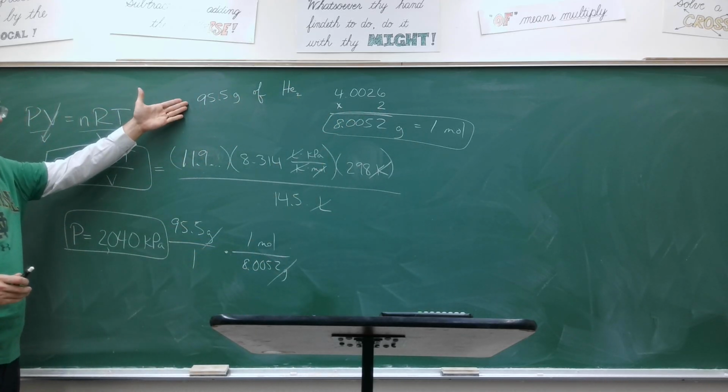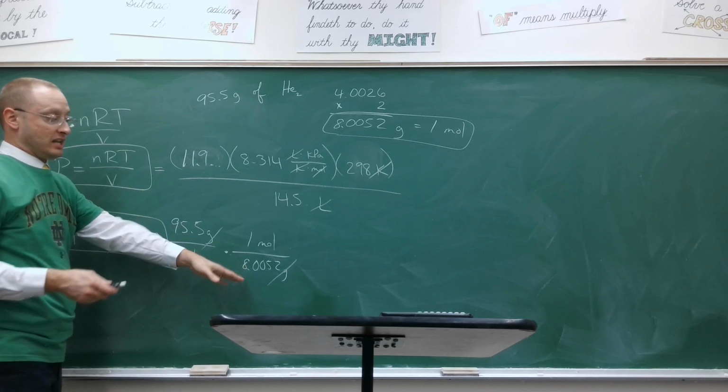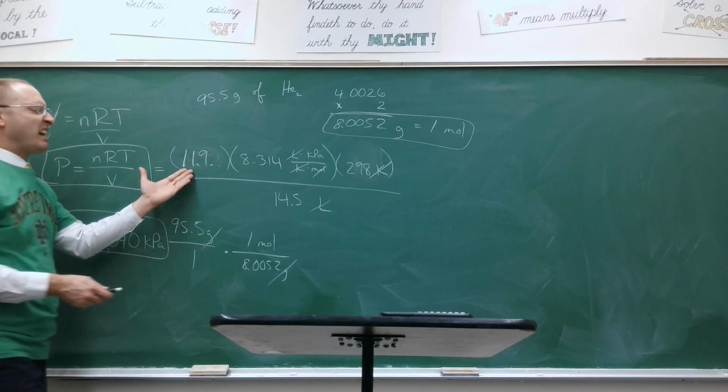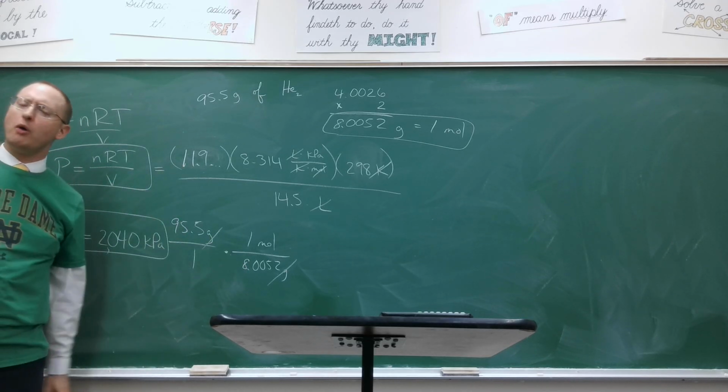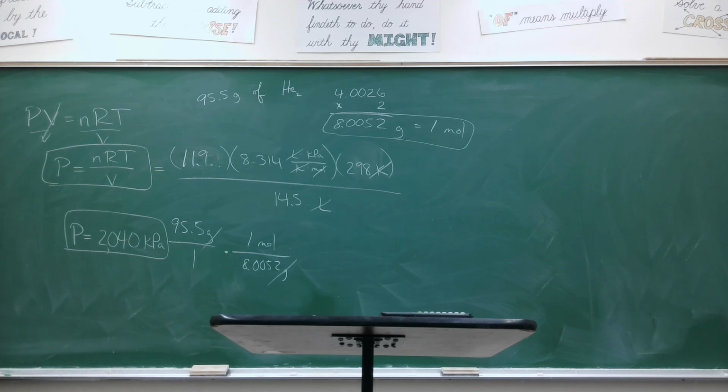So if we have 95.5 grams, divide that by the 8 grams it takes to make a mole, and when we divide, we get 11.9, almost 12. We have almost 12 moles, excuse me, of helium, and then just multiply everything out from there. All right, good. Other questions on this one?